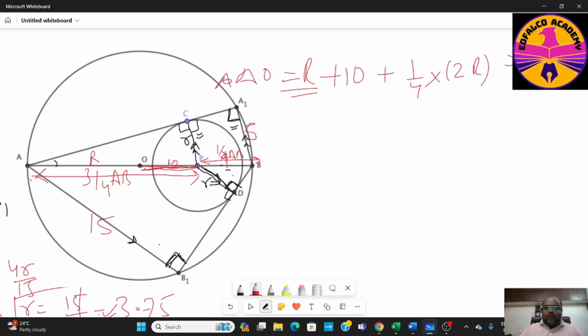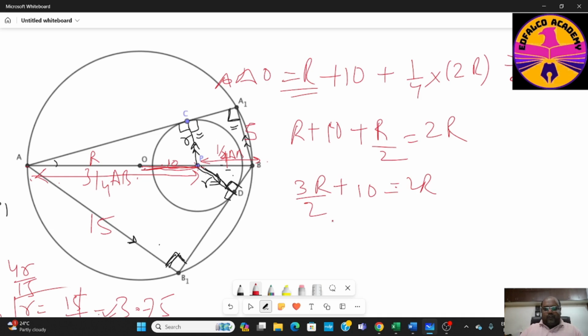So if you count from A to O, it is R. From O to P, it is 10. Plus from P to B, it is 1 by 4 of AB, which is 1 by 4 of 2R. So it will become equal to the entire AB length. So it should become equal to 2R, not R. Sorry. It should become equal to 2R, which means it becomes ultimately the entire AB length. So therefore, the equation that we get is R plus 10 plus 1 by 4 into 2R, which makes it R by 2, is equal to 2R, right? If you further proceed, 3R by 2 plus 10 is equal to 2R.